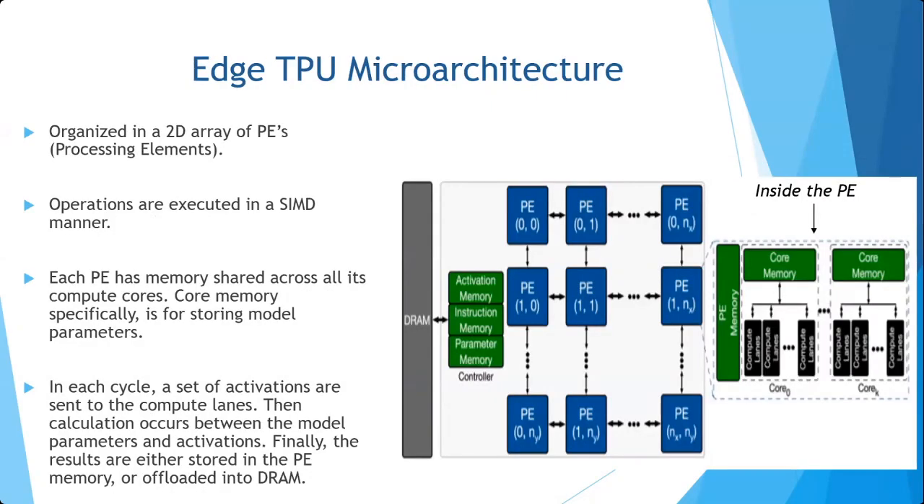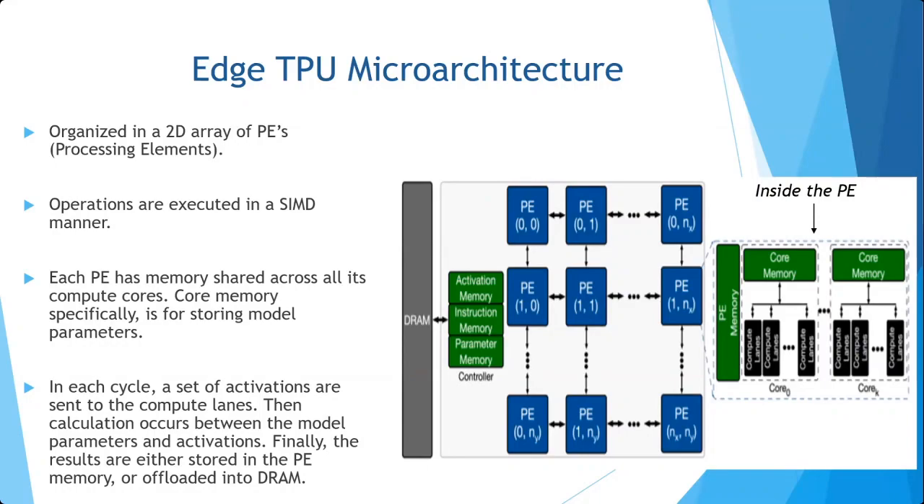I have the edge TPU microarchitecture laid out here, similar to the Pixel Visual Core. It's organized in a 2D array of processing elements. The operations are executed in a SIMD manner, single instruction, multiple data. Each processing element has memory shared across all of its compute cores. Core memory specifically is for storing model parameters. You can see the inside of the processing element all the way on the right-hand side, a close-up of what's inside.